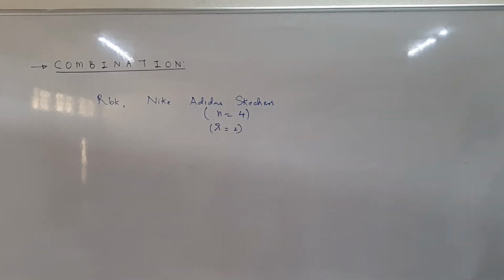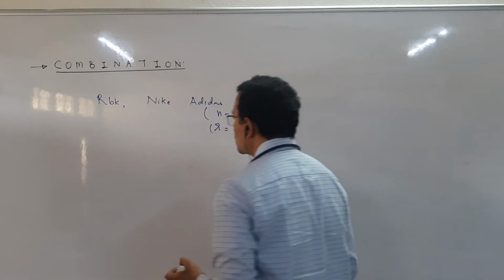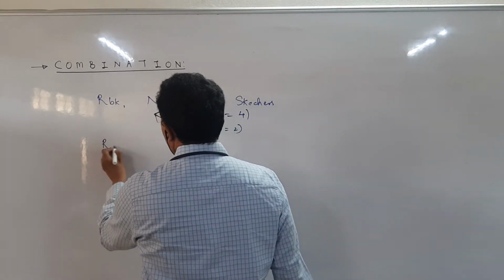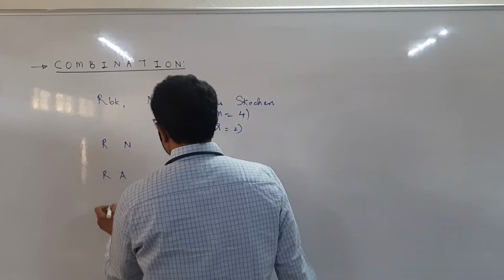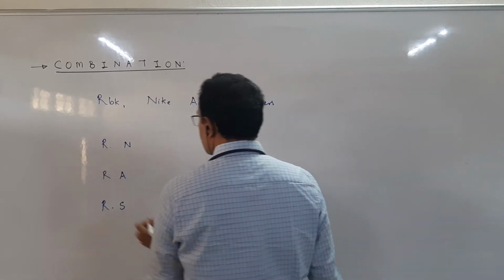Now definitely when you go to buy a pair of shoes, you will try it, isn't it? So what are the possible selections you will have? Say Reebok and Nike, Reebok and Adidas, Reebok and Skechers.